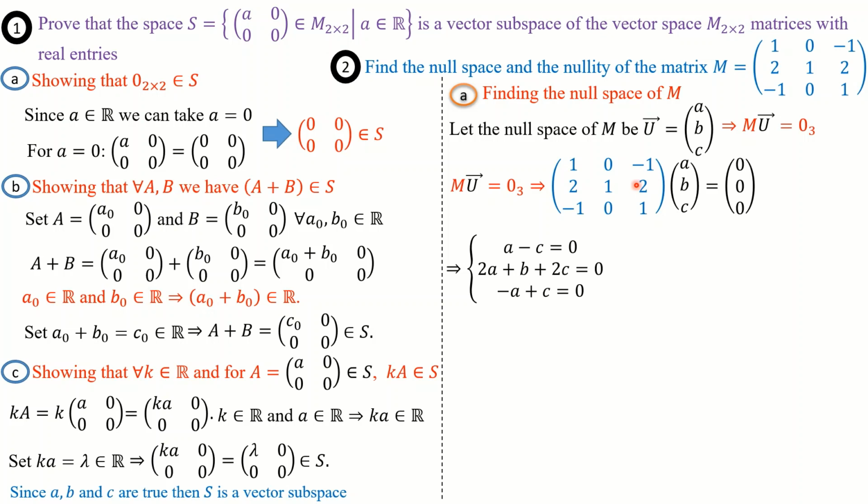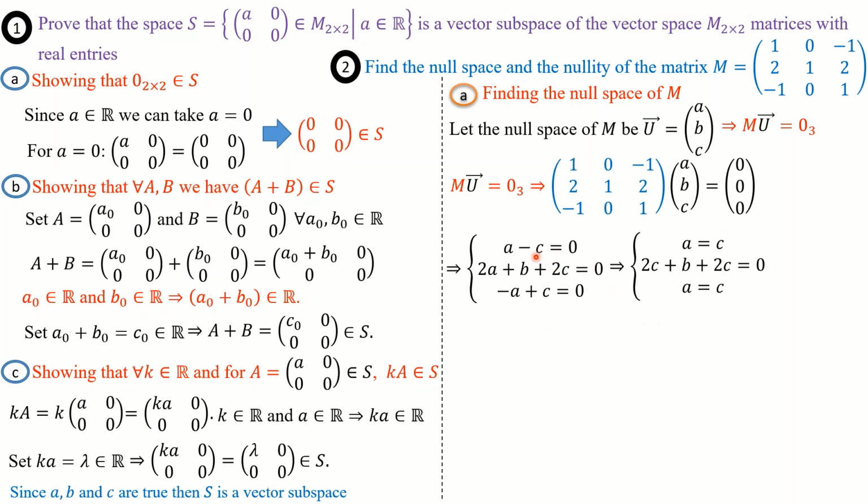Now we can create a system of simultaneous equations, 1 times A minus 1 times C, because the 0 times B is going to give us 0, and we equate it to its corresponding entry on the right, which is 0. Now 2 times A, which is 2A, plus 1 times B, which is B, plus 2 times C, which is 2C, equal to 0. And negative 1 times A, which is negative A, plus C as well is equal to 0.